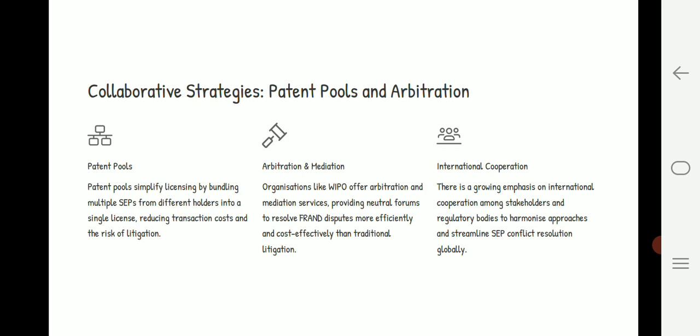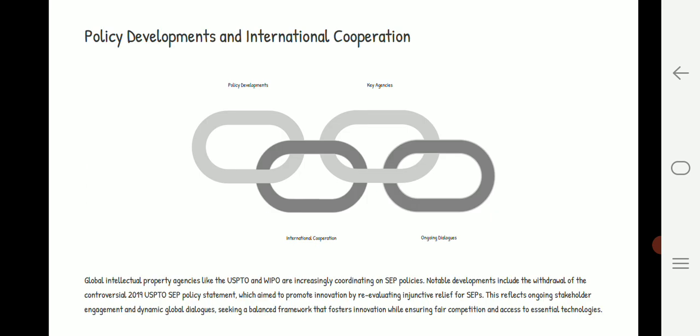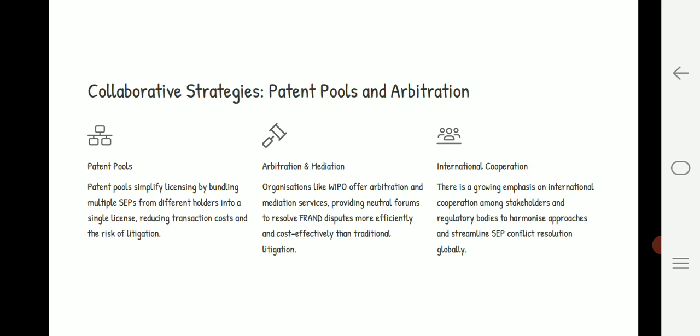Coming to arbitration and mediation, an organization like WIPO offers arbitration and mediation services, providing a neutral forum to resolve disputes more efficiently and effectively than traditional litigation. One more strategy is international cooperation. There is a growing emphasis on international cooperation among stakeholders and regulatory bodies to harmonize approaches and streamline SEP conflict resolution globally. These are the different strategies used for SEPs.